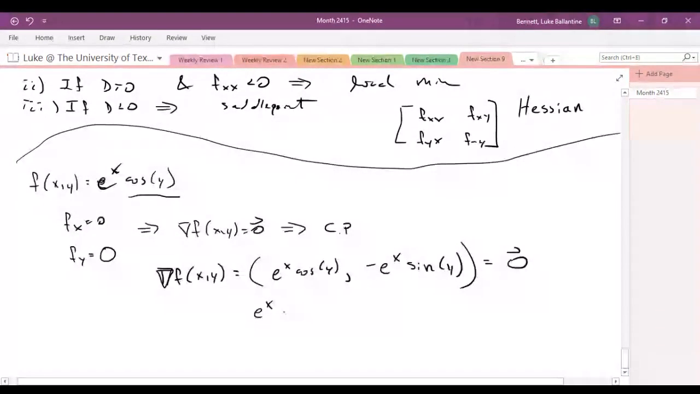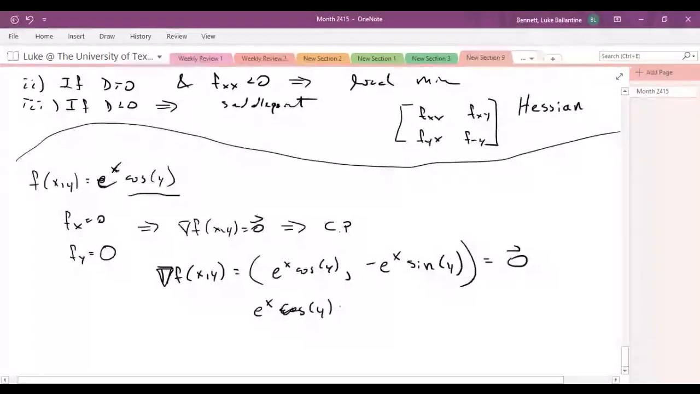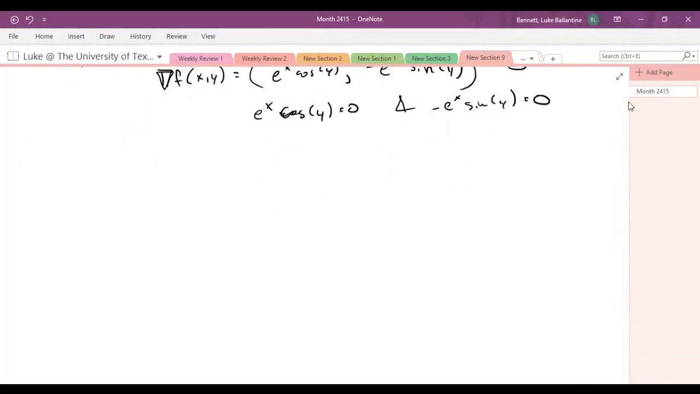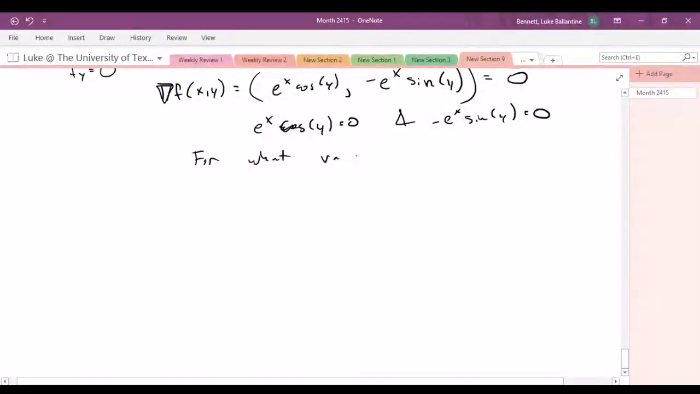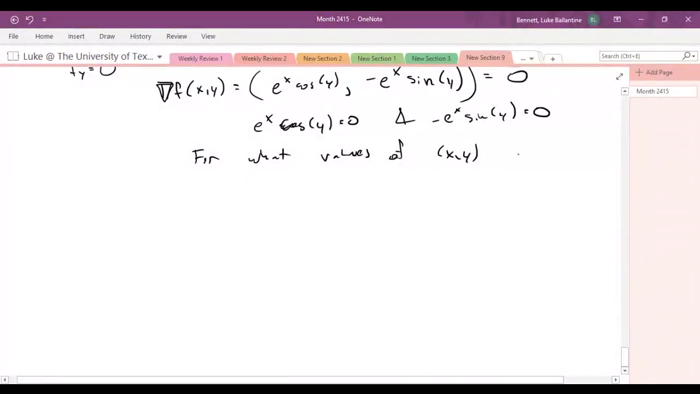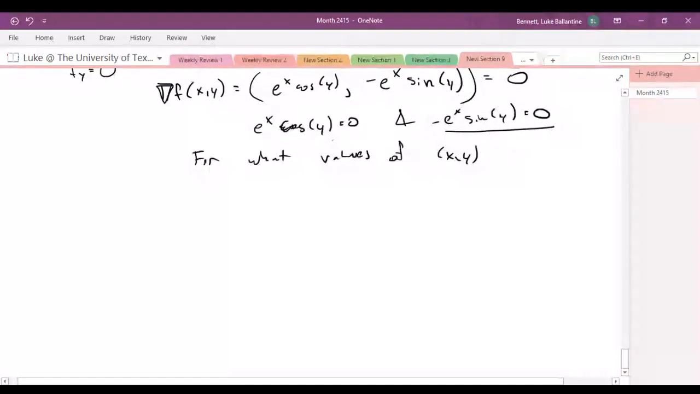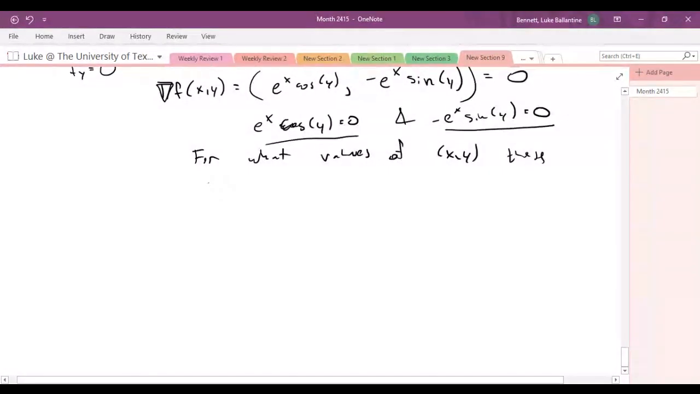Now, we have e to the x cosine y equals 0, and negative e to the x sine y equals 0. And I'm going to ask, I want an answer to this. For what values of x and y do we have these statements hold? What values of x and y make the partials equal 0?